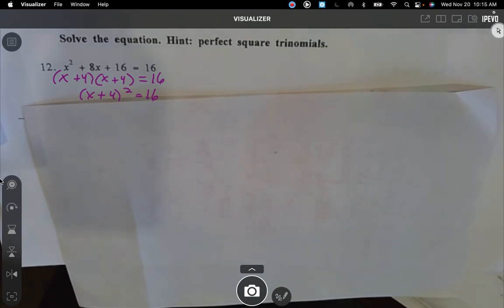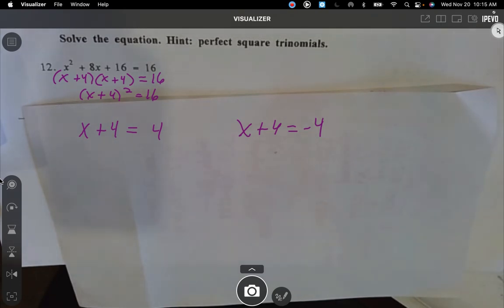So we're getting used to square rooting. So x plus 4, what is the square root of 16? 4. And negative 4 as well. Remember, on the other problems we have two answers, positive and negative 4. Now you have to solve them both. So we're going to get our two answers. What are they going to be?